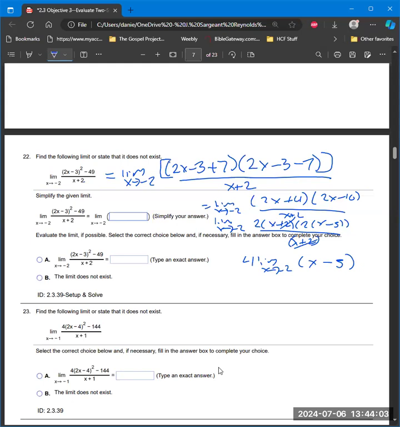Since they only have the limit symbol there, that's going to be the same thing as 4x minus 20. There is what goes inside. And 4 times negative 2 is negative 8. Minus 20, it's going to give me a negative 28.